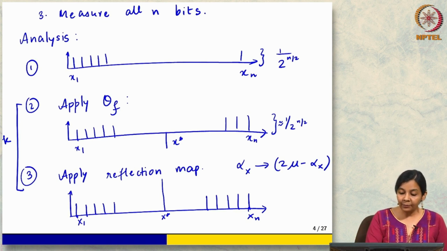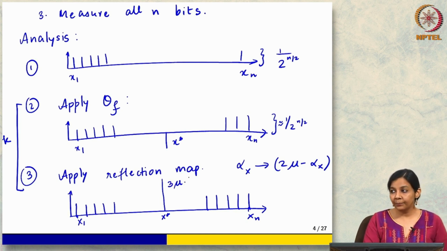So, at this point, what is the amplitude of x star? So, here roughly what is the amplitude of x star? 3 times 3 mu. Okay. And then in the next iteration, can you tell me how much does this amplitude grow? 5 mu, right.